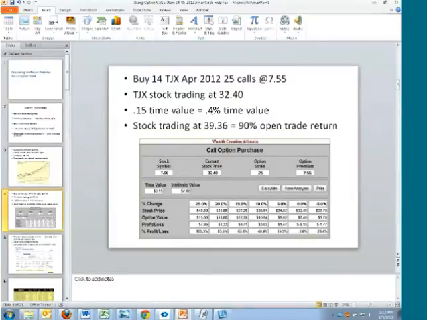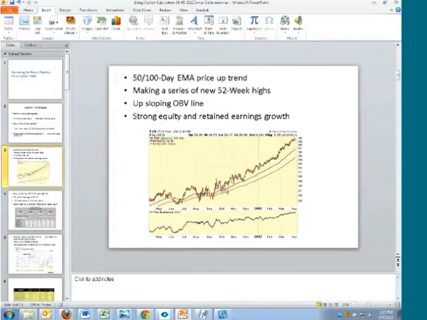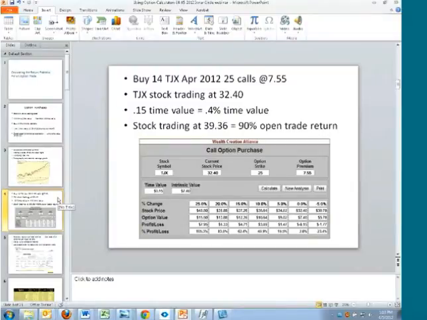TJX stock today was trading around 40. So we have about 100% return in this option purchase right now, and as I said, we're coming up on April option expiration 2 weeks from tomorrow. So with TJX still in a strong price uptrend, with our trend confirmation indicators, we'll probably go ahead and roll this option over.